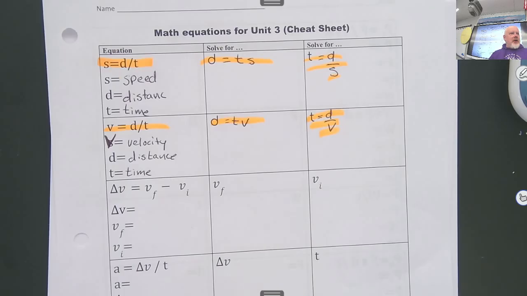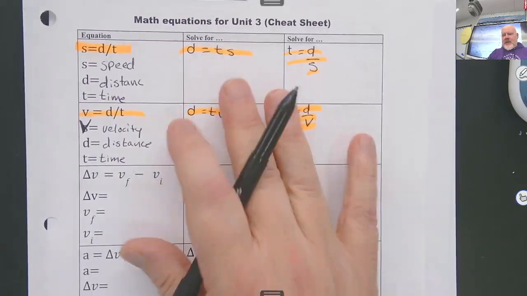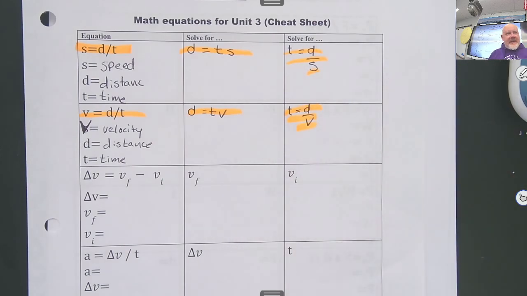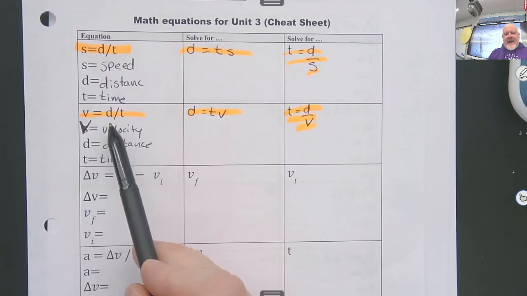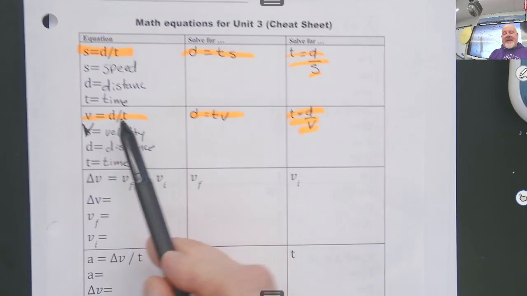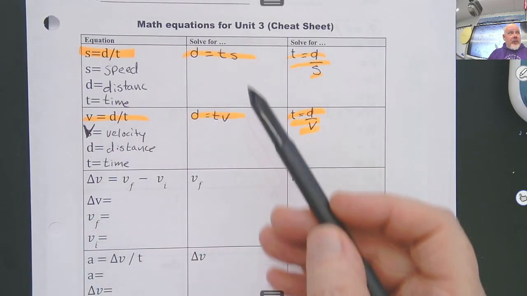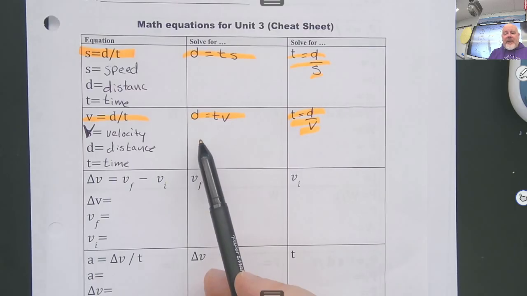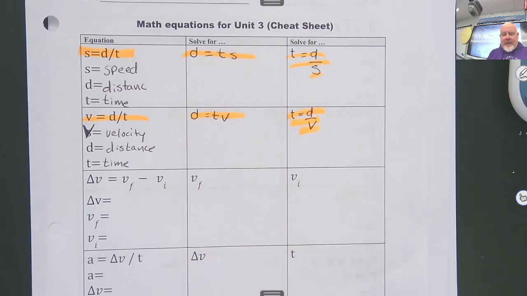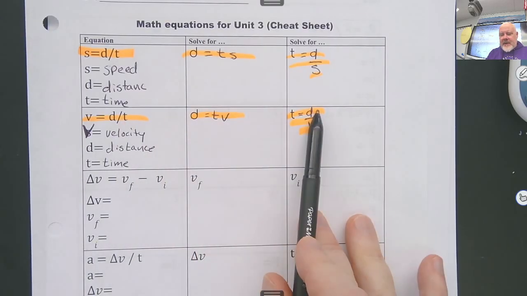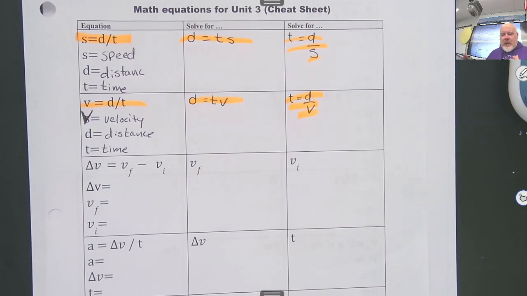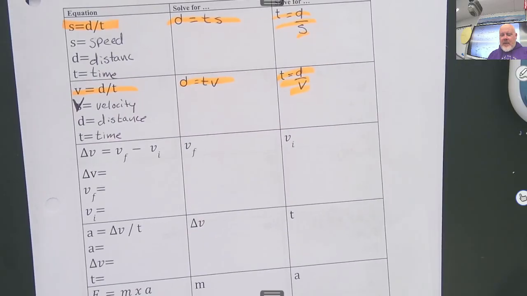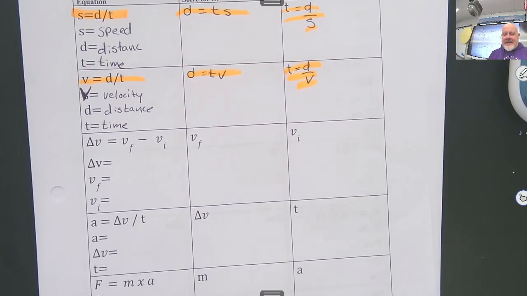So you guys should already have this sheet right here. We've already done the velocity equations. We've taken down what the basic equation for speed and velocity is, and we've broken it down to how we can solve it. If I give you two of the three variables, you can solve for the third variable just by using one of these three equations. So what I want to do is the same thing with velocity, the change in velocity, and acceleration.